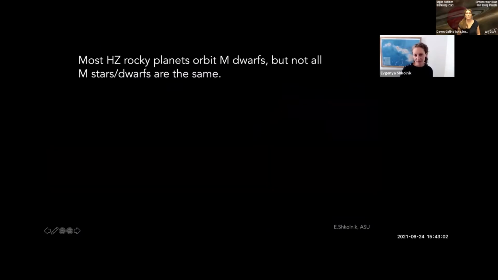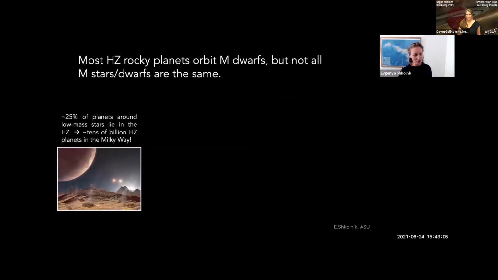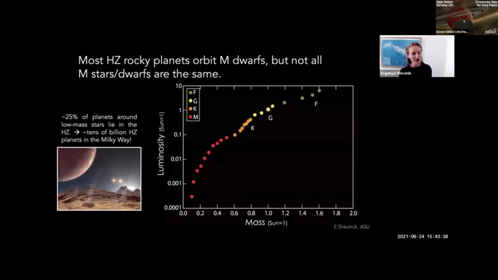So to make sure that we're all on the same page, I just wanted to remind us all, even though I'm sure you already know, that M-star planets are ubiquitous, including terrestrial habitable zone planets. If you work out the numbers based on the occurrence rates from Kepler and the number of low mass stars in our galaxy, it turns out that there are about tens of billions of habitable zone planets in our one Milky Way galaxy, which is a wonderful statistic to know. Especially for those of us who are interested in understanding the distribution of habitable environments in our galaxy, we really need to be focusing on the M-stars because that's where most of them lie.